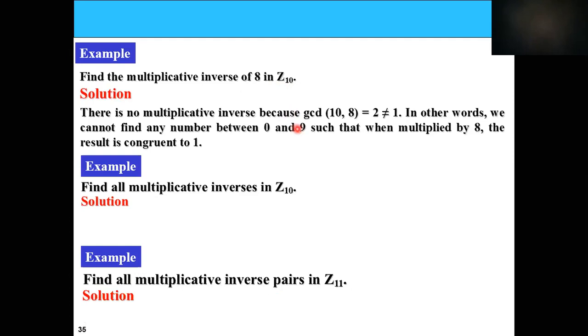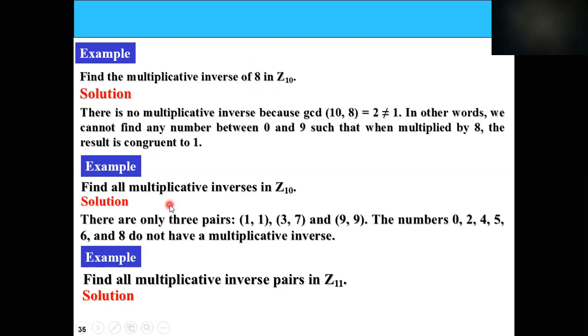I have one quite good technique: calculating the GCD of 8 with 10. If its GCD is 1, in that case we can calculate the inverse. If its GCD is not 1, then it has no inverse in Z10. If you calculate the GCD of 10 with 8, it is 2, so it is not 1. In that case, we can say it has no multiplicative inverse in Z10.